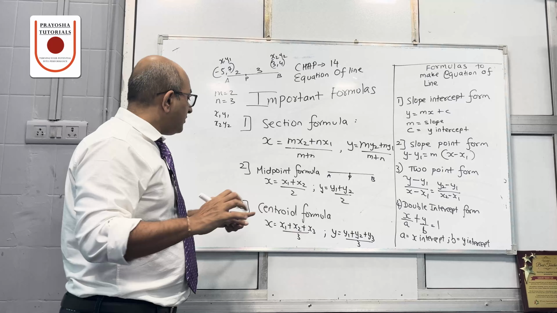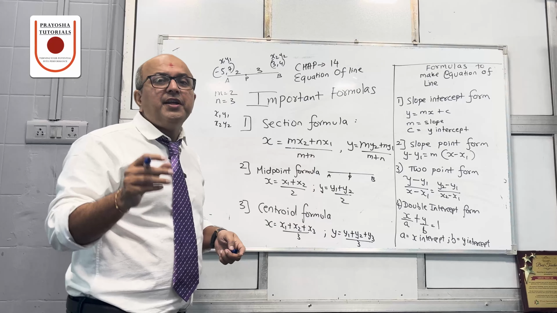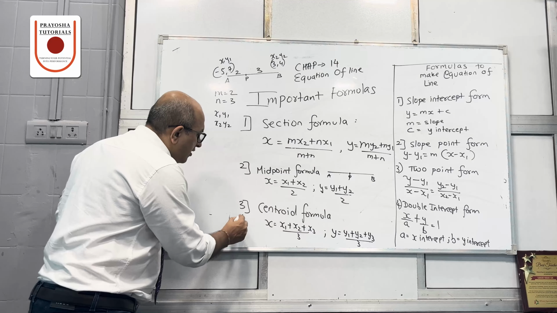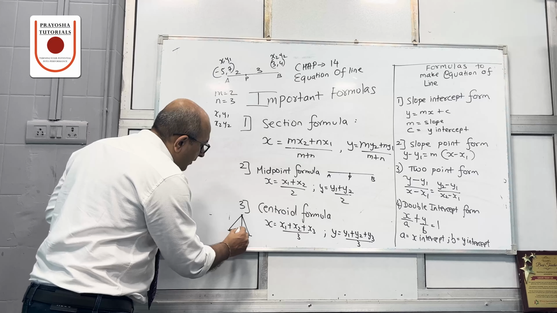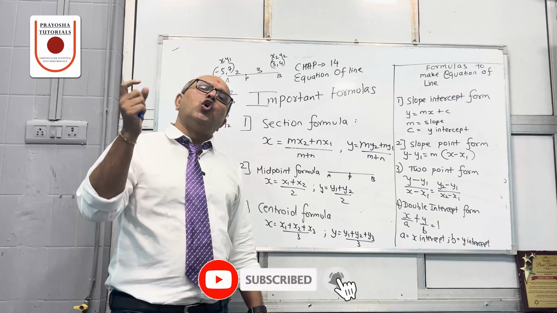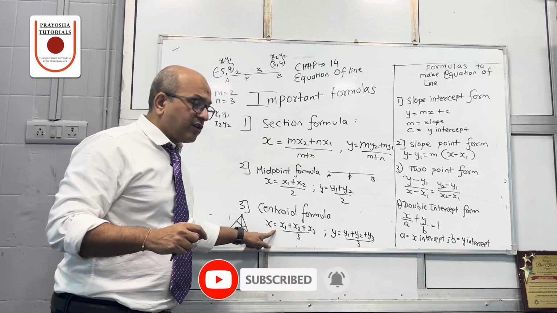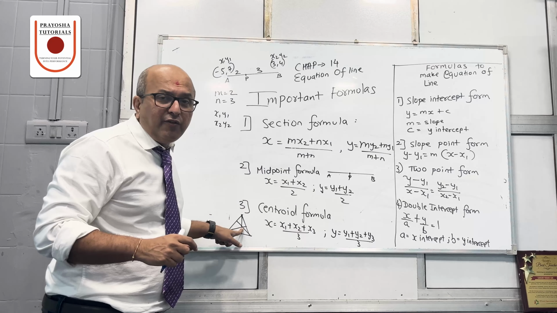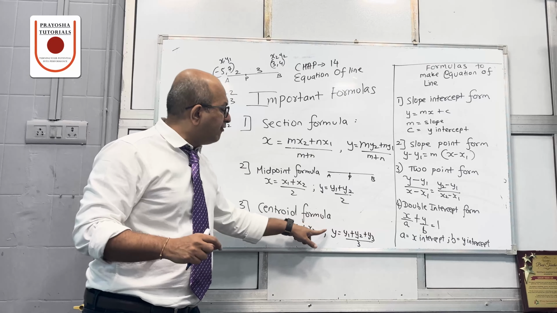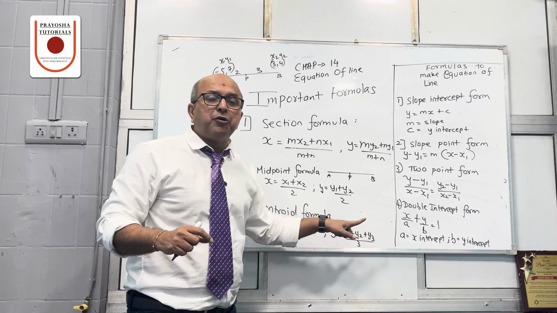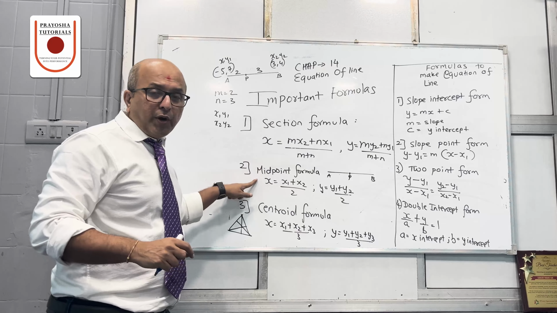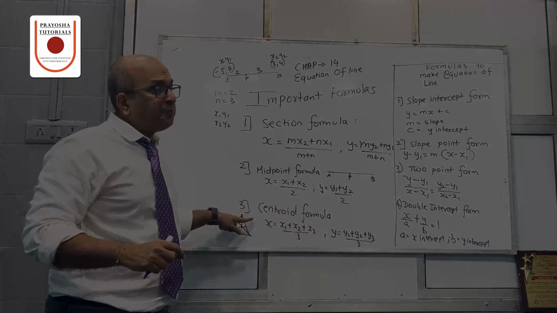Third formula, centroid. Now, centroid is the point of intersection of three medians. You can understand, students, we have a triangle and three medians. So the point of intersection of three medians is called the centroid. If we want to find the coordinates of the centroid, x is equal to (x1 plus x2 plus x3) upon 3 and y is equal to (y1 plus y2 plus y3) upon 3. So did you understand these three formulas? Section formula, midpoint formula and centroid formula.